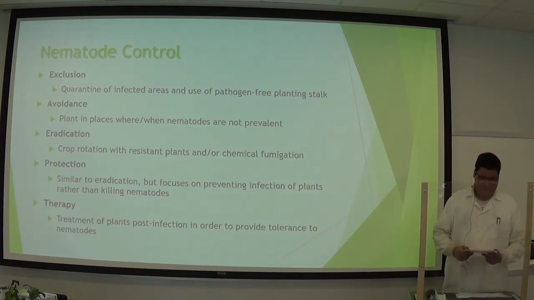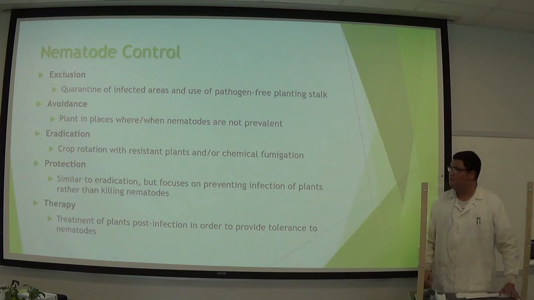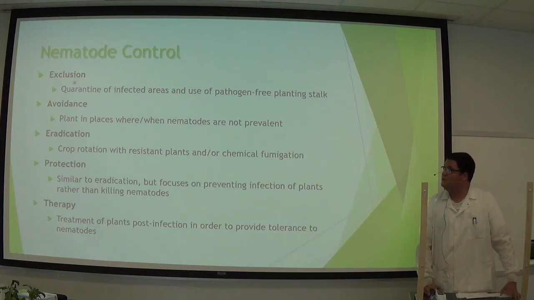Now for the controls, I won't go over them in detail just because you guys have probably seen them already. But you've got exclusion, which is just not using any material that is known to be infected with nematodes. You've also got avoidance, which means just don't plant in an area that is known to be infested with nematodes. And then there's eradication, in which you actively seek to destroy the nematodes.